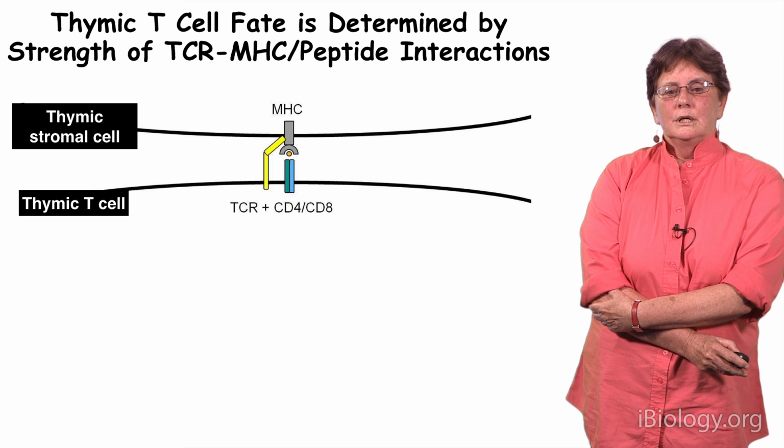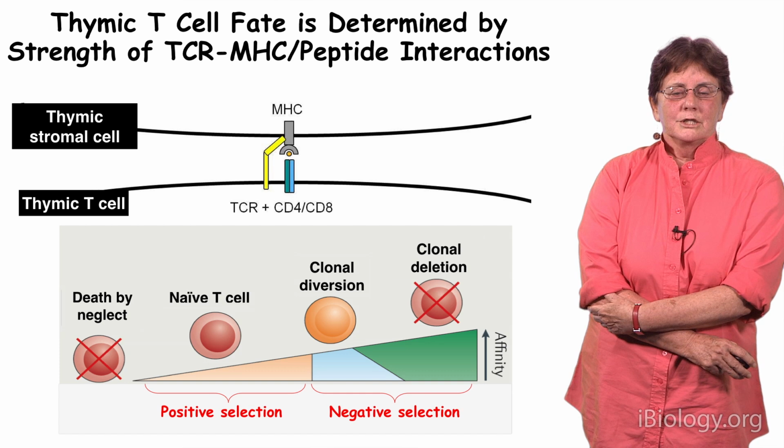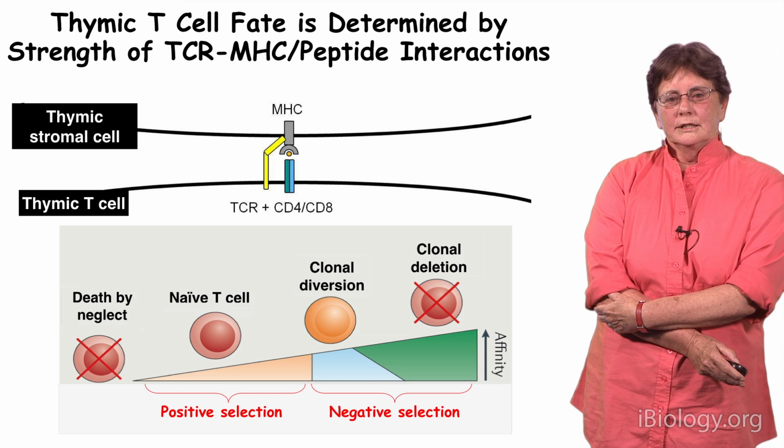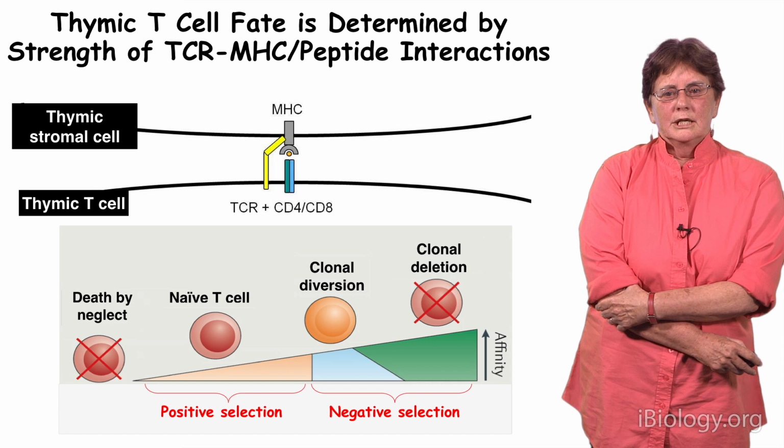So with the least amount of interaction, so no interaction, or with the strongest interaction, death is the outcome. With little interaction, the cell will die because of neglect, it doesn't get any signaling, within 3 days of becoming a double positive cell. Now with very strong interaction, clonal deletion will take place, and that cell is removed from the repertoire.